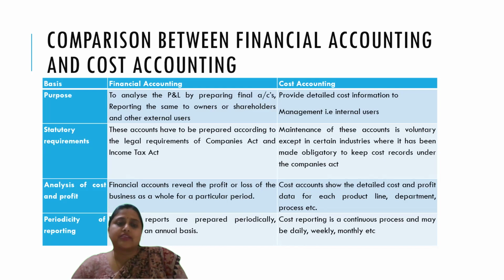If you're looking at the analysis of cost and profit, financial accounts reveal the profit or loss of the business as a whole for one particular period. But cost accounts show the detailed cost and profit data for each product line, department, or process. If you look at the periodicity of reporting, financial reports are generally prepared periodically, usually on an annual basis or, for example, biannually. But cost reporting is a continuous process and it may have to be done on a daily, weekly, or monthly basis.